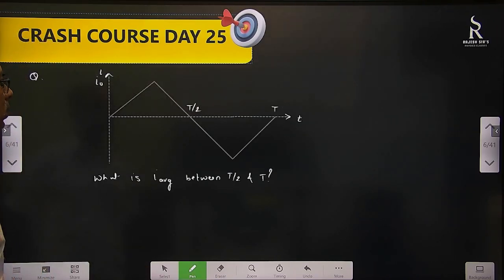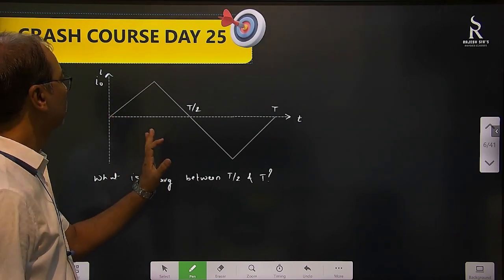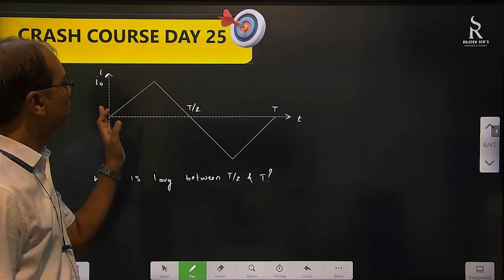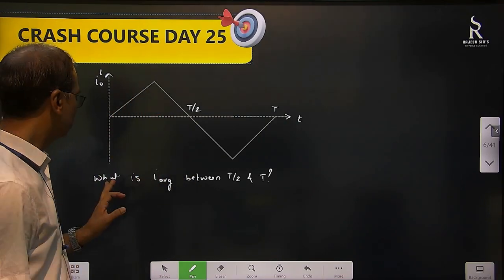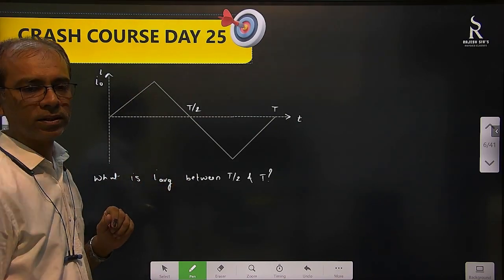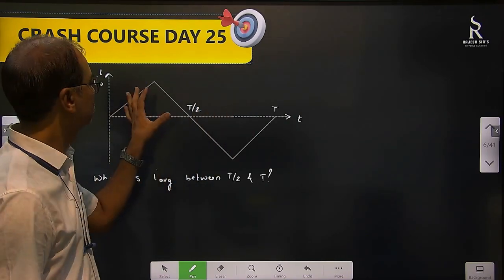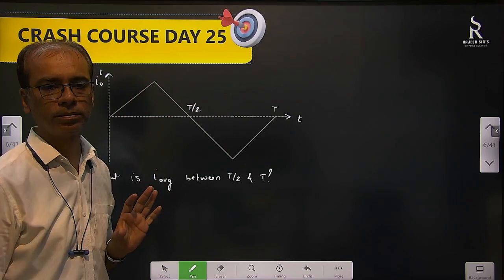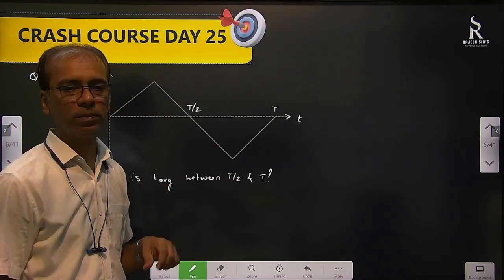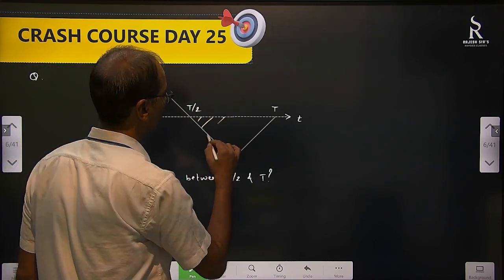Okay. Right. Now see that one alternating current is given, and in that one we can see that it's not a sine function. It's in the form of a triangle. And what the question is asking: what is I average between T by 2 and T? See, if he would have asked us in total time period how much is average current, we would have said 0. This is positive area, this is negative area. It's 0. But what he has asked is T by 2 and T. So T by 2 to T means I have to find this area.